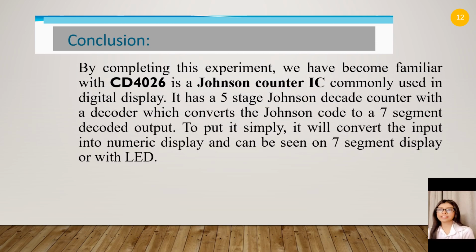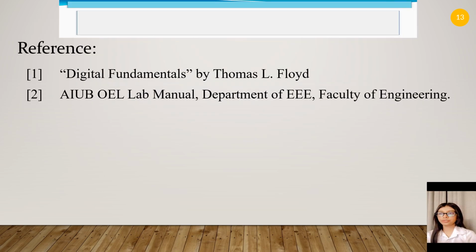By completing this experiment, we have become familiar with CD4026, a Johnson counter IC commonly used in digital displays. It has a 5-stage Johnson decade counter with a decoder which converts the Johnson code into a 7-segment decoded output. To put it simply, it will convert the input into a numerical display that can be seen on a 7-segment display or with LEDs. For this experiment, we used as references Digital Fundamentals by Thomas Floyd and the AIB Lab Manual, Department of EEE, Faculty of Engineering.